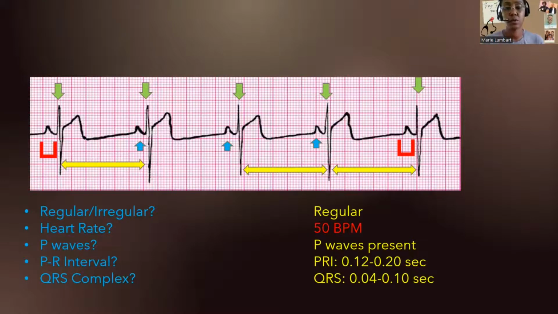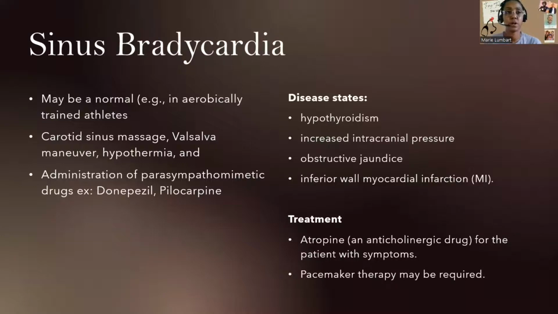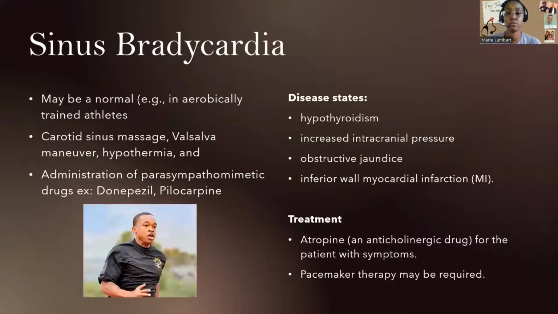So how would we interpret this rhythm? This rhythm is a sinus bradycardia, because there are P waves. So the only thing out of normal range is the heart rate. So sinus bradycardia can actually be a normal variation. Take, for example, the trained athlete, okay? His heart rate, because his heart is so efficient, will be lower than normal, okay?